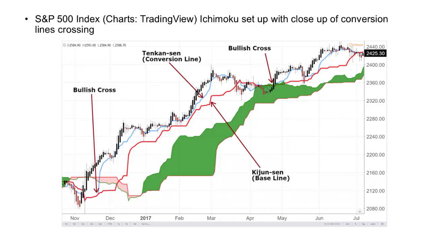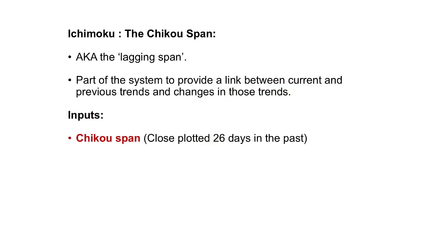There are two lines, the red and the blue, and you can see when they cross. Got a couple of bullish cross examples there in that chart type, but you can start to see how you could use them as potential signals. Now the Chikou span, the lagging span, is a very unique part of the system.